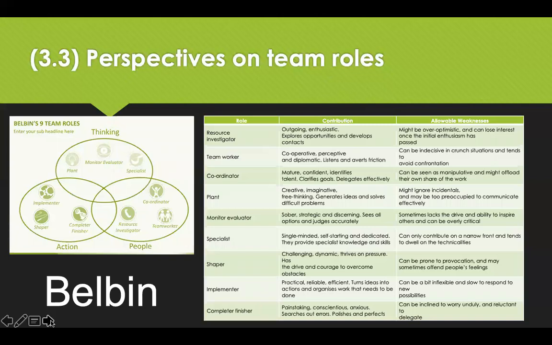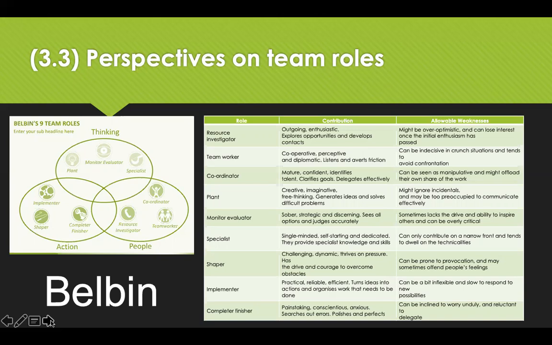So you've got a resource investigator. They're outgoing and enthusiastic, but they may be overly optimistic. A team worker is cooperative and a good listener, but may be indecisive and avoids arguments. A coordinator is mature and confident, but may be seen as manipulative and might be offloading their work.